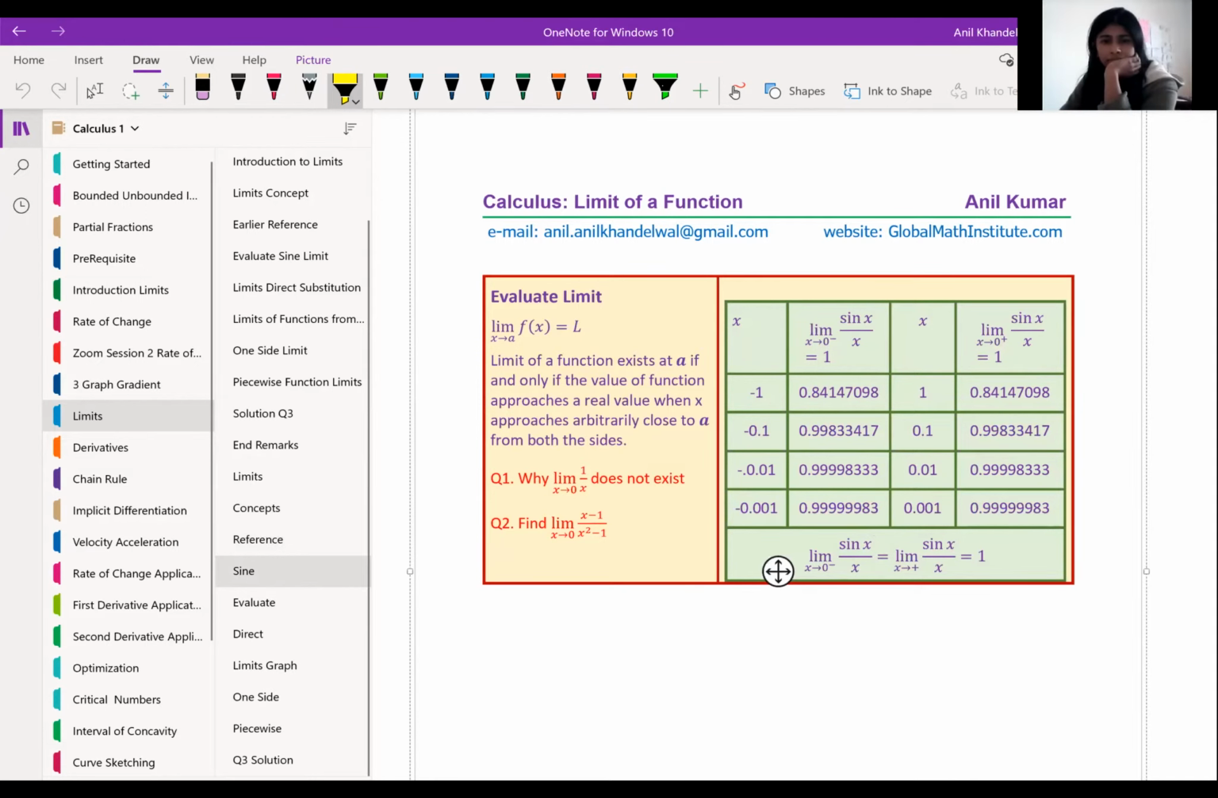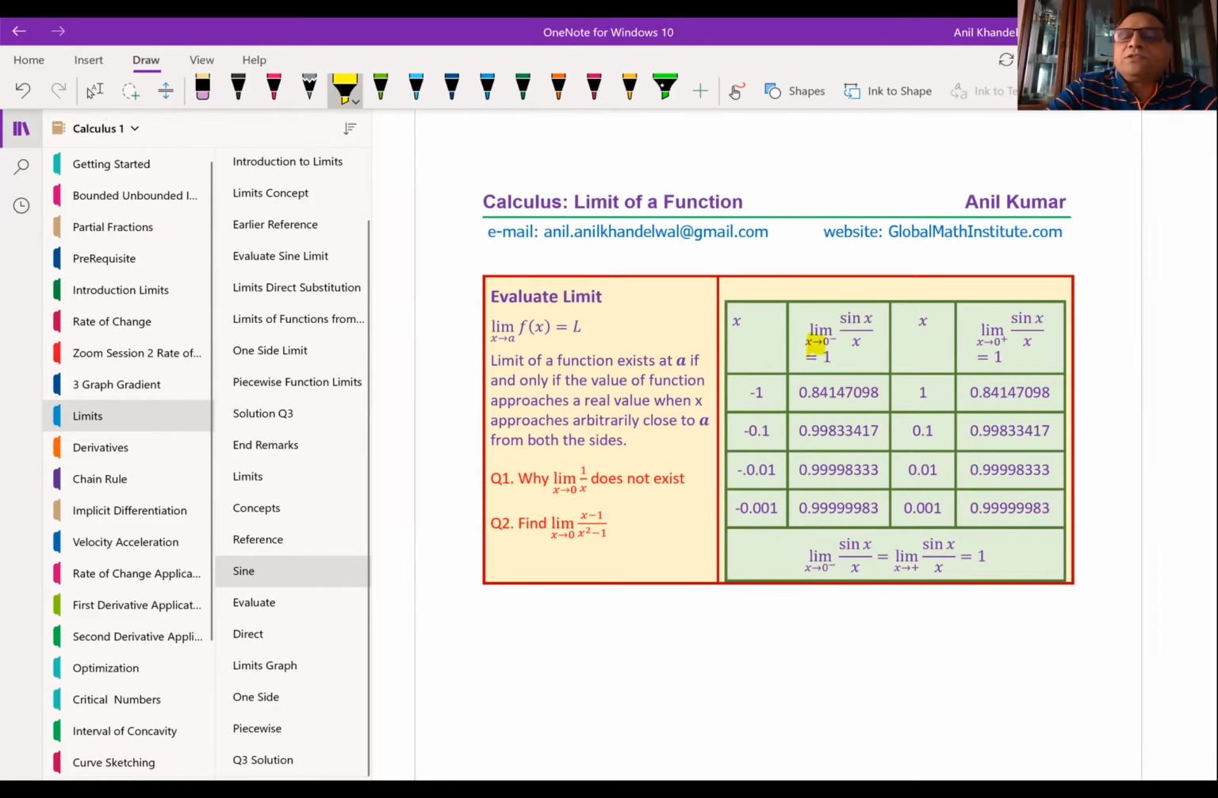It is very important to understand the limit of sin x over x when x approaches 0 from the left side or from the right side, which we write like this. You notice this? x approaches 0 with a negative sign means approaching from the left side. When we say x approaches 0 from the right side, we write x approaches 0 with a plus sign. That means from the right-hand side.